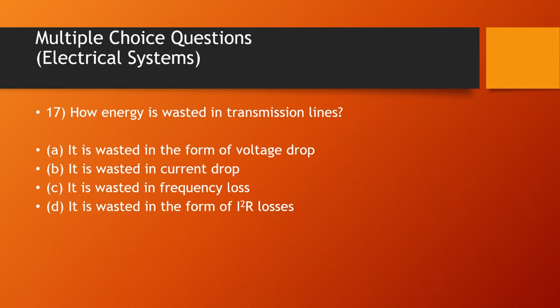Now coming to the next question, how energy is wasted in transmission lines? Option A is it is wasted in the form of voltage drop. Option B is it is wasted in current drop. Option C is it is wasted in frequency loss. Option D is it is wasted in the form of I square R losses. And the answer to this question is option D, it is wasted in the form of I square R losses.